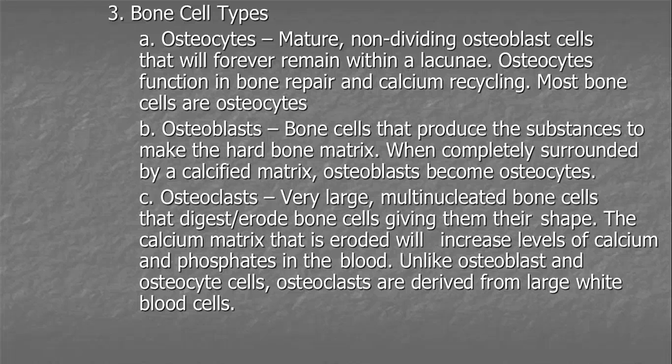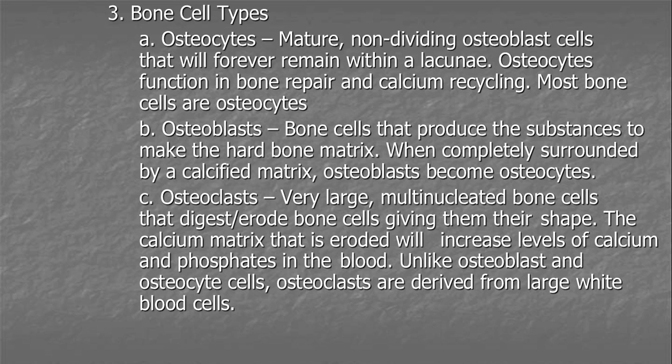Osteocytes function to constantly maintain and repair your bone, and they do what is called calcium recycling. So they remove calcium from the blood, they put it back in, they remove it from the bone, they put it back in the blood, back and forth. But most of the bone cells that you're going to have in a human body are going to be osteocytes.